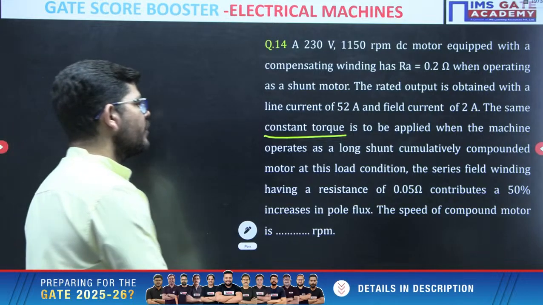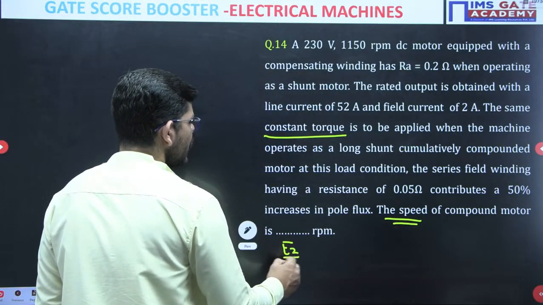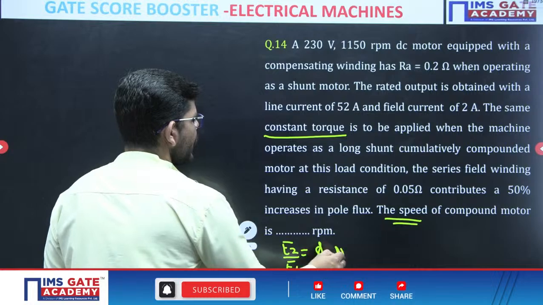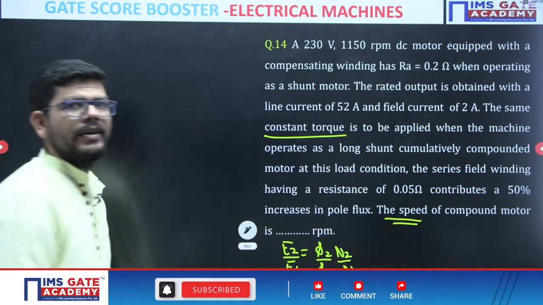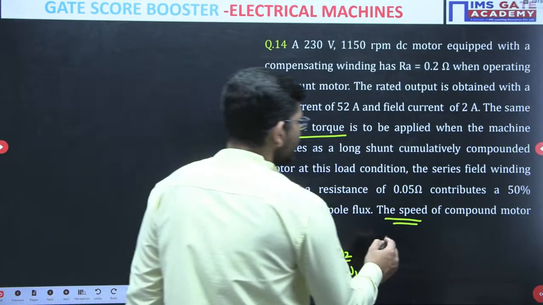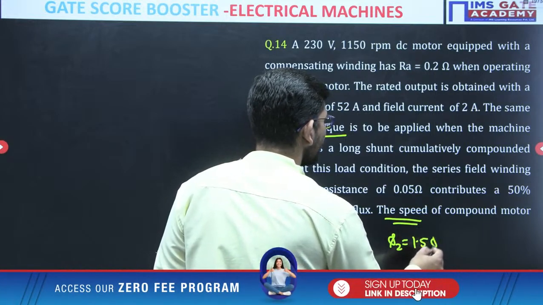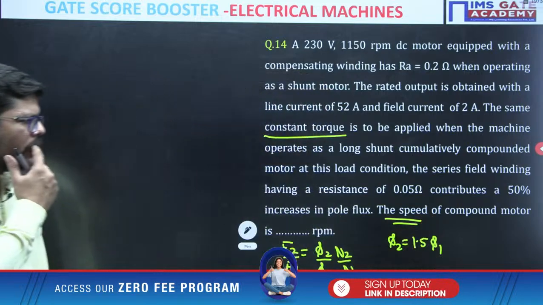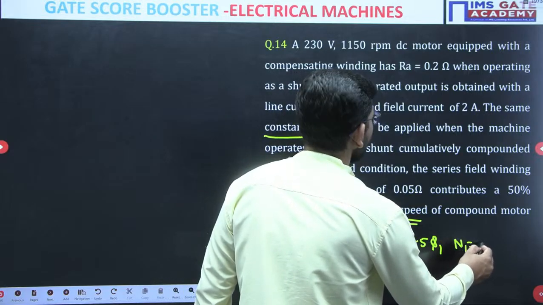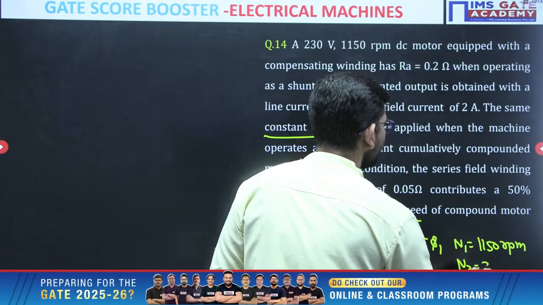The speed of the motor will be, just see, whenever we have to calculate speed, you have to apply this formula: E2 upon E1 is phi2 upon phi1 into N2 upon N1, right. Now what you can see is that flux is 50% increased. So flux will become 1.5 times phi1. N1 is given as 1150 rpm. We have to calculate N2, right.